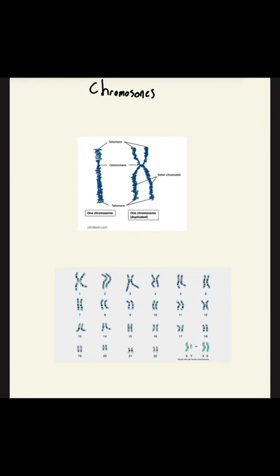Right, hello everyone. Today we're going to be talking about chromosomes in eukaryotic cells, and we'll talk about how DNA is packed in prokaryotic cells as well. So if we focus on eukaryotic cells to start off with, we have two different ways that you'll see chromosomes represented.